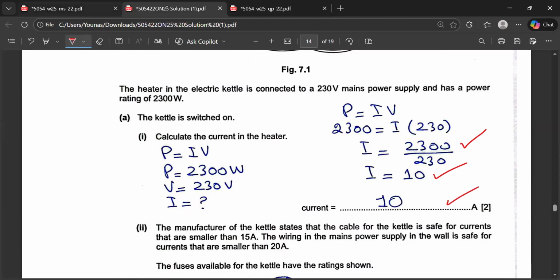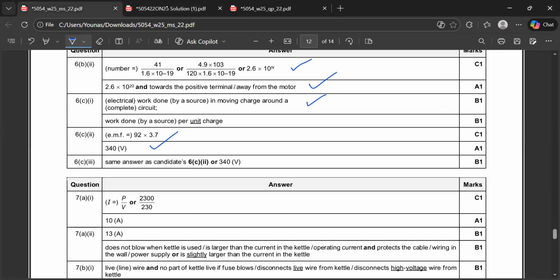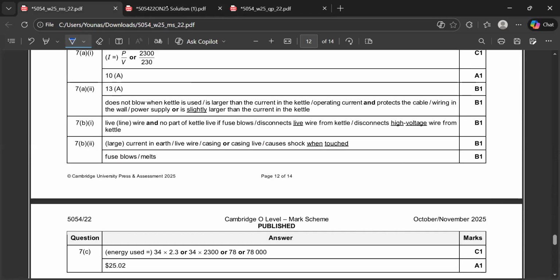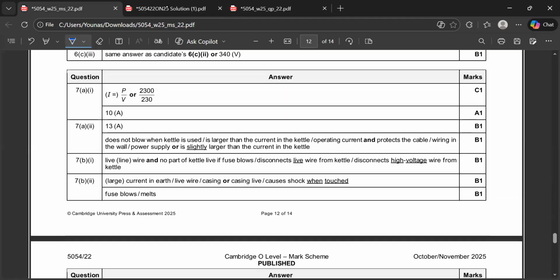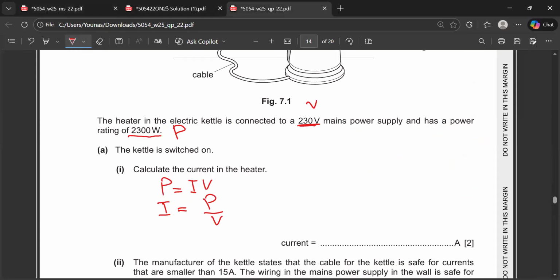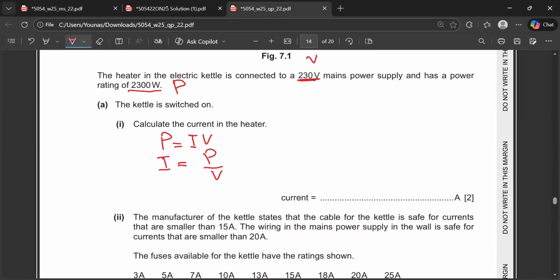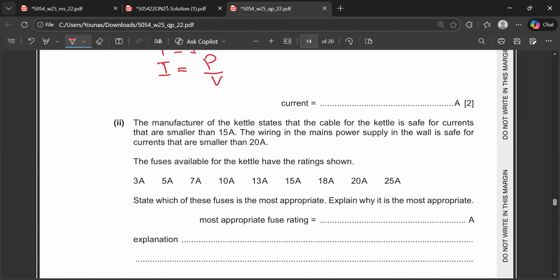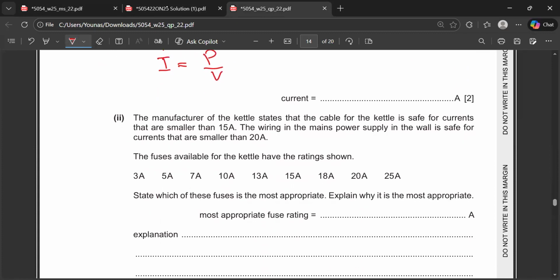Okay, so let's check the marking scheme, sir. The answer to question number 7 is showing up on your screen. It's 10 ampere. Okay, so let's do the next one. Question number 7, A, and its second part. So this answer is 10 ampere.